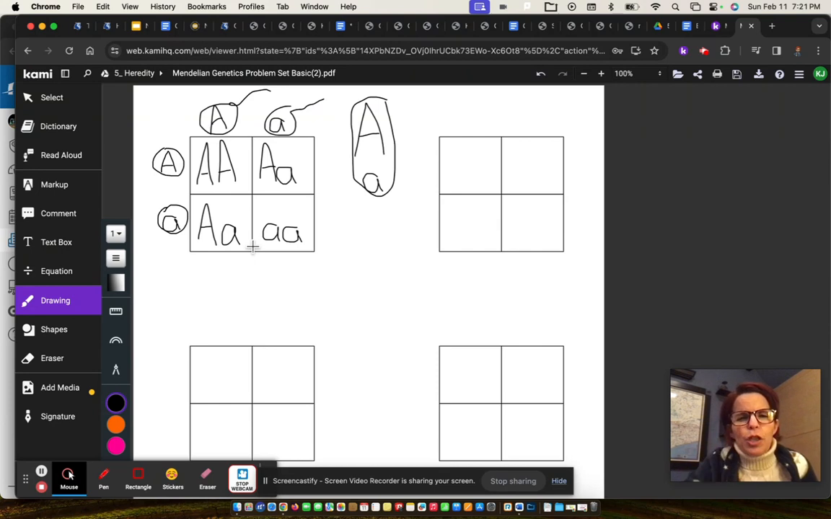Now let's just think really quickly what little a means. Those are 2 of the normal height genes. So even though both parents have achondroplasia, any of the babies that they have that inherit the 2 little a's are going to be normal height. Now they could be tall or short, but they're not going to have achondroplasia.